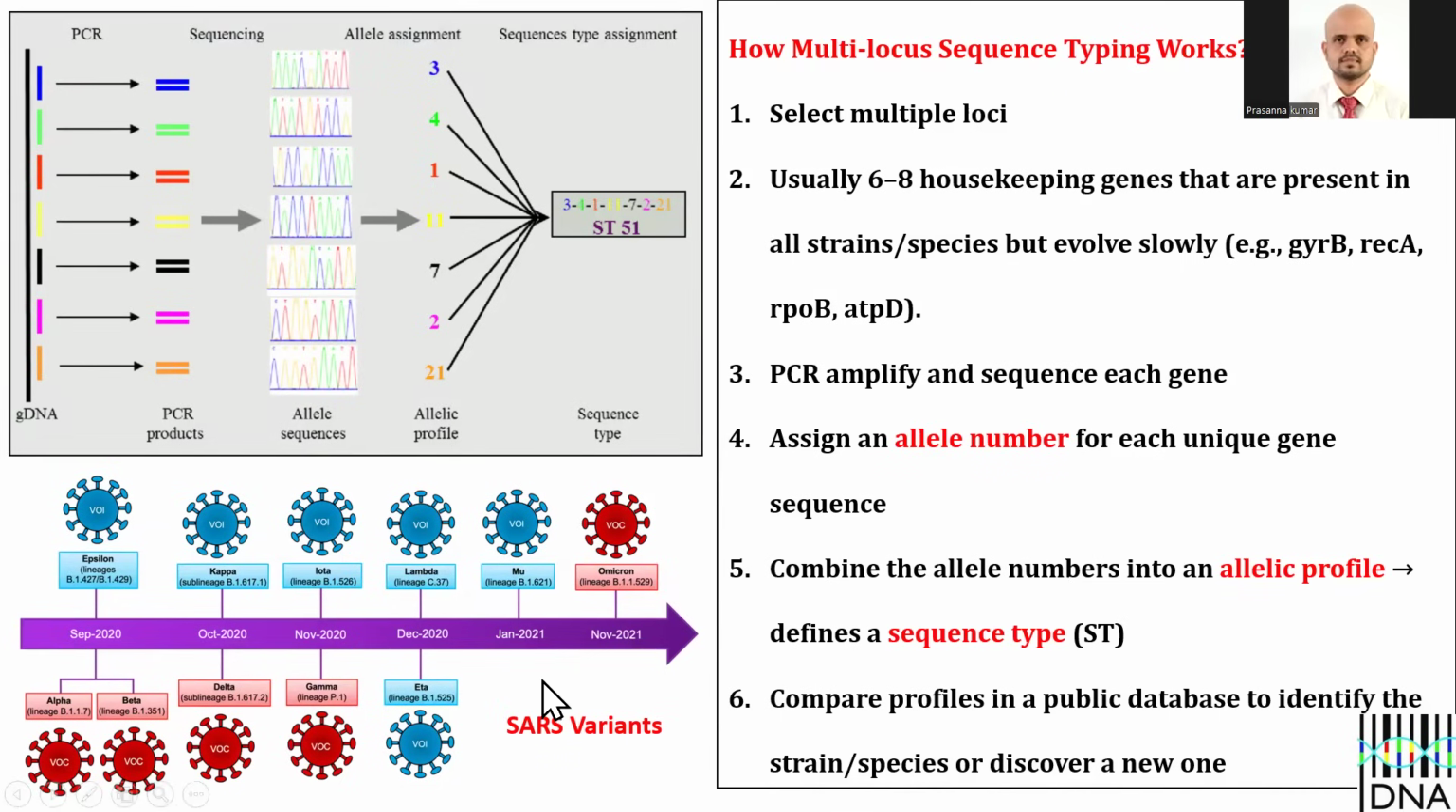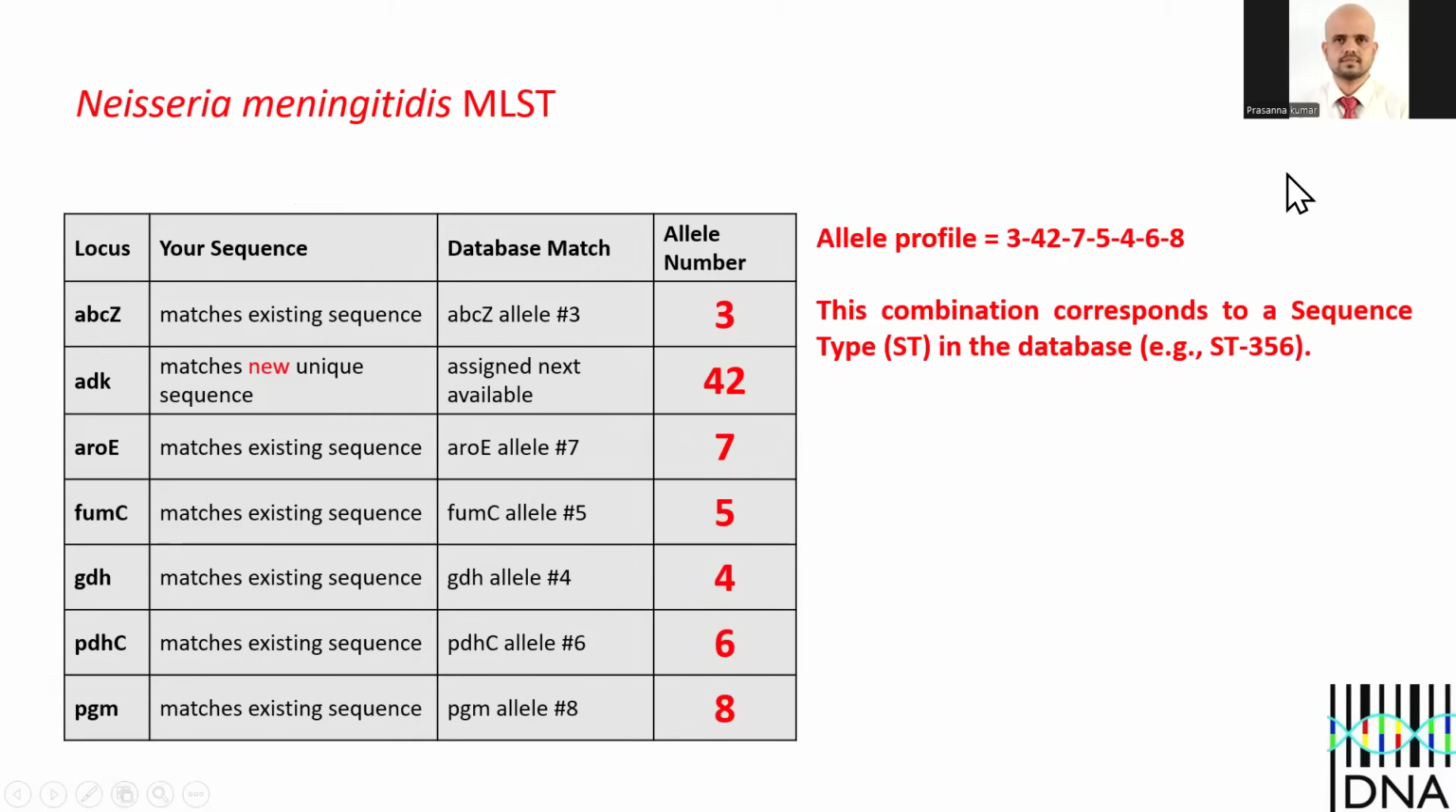What is that? You remember during the pandemic, whenever SARS-CoV-2 evolved, the variants were named something like alpha B.1.1.7 or beta B.1.351. So what are these numbers and how are they named? Let's understand that. For example, I want to do multi-locus gene sequencing for precise identification of Neisseria meningitidis. If I choose these 7 genes located here, maybe the abcZ gene, maybe 7 copies may be present in the database.